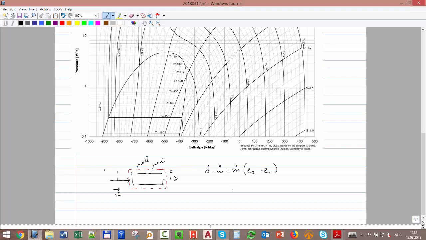And that energy, I can write it as the sum of the enthalpy, which contains the thermal energy, the internal energy, plus the pressure, plus the kinetic energy, plus the elevation, right? And then I have minus the same thing.